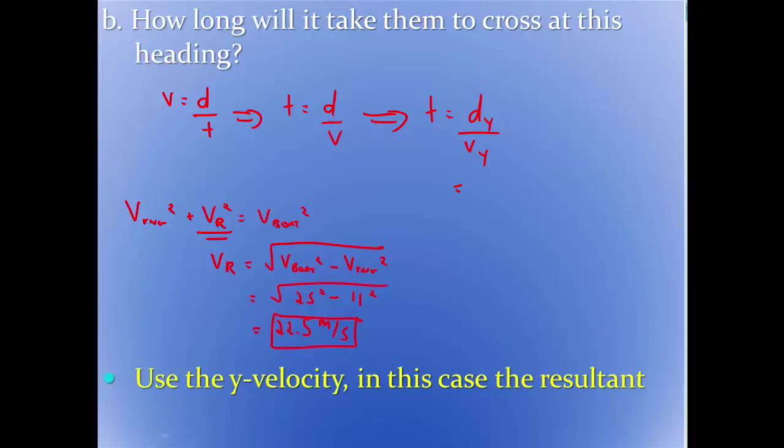So we have our Vy, we know our dy because it was given in the question, so now we can solve for t. 350 meters divided by 22.5 meters per second, which is going to give us a final time of 16 seconds. So in 16 seconds, we will get across the river, directly across from where we started, because we pointed our boat at a heading of 26 degrees west of north.